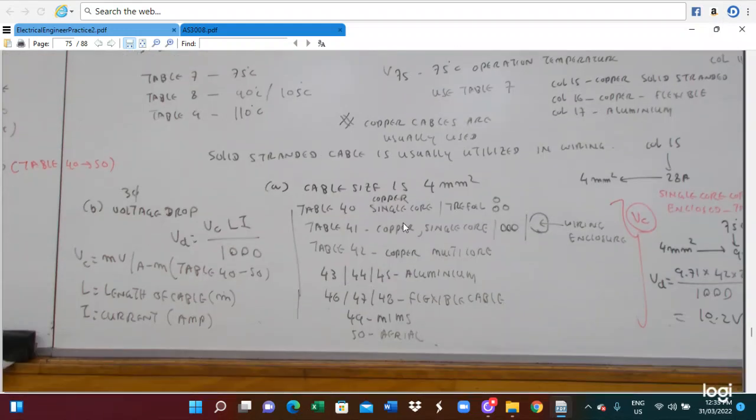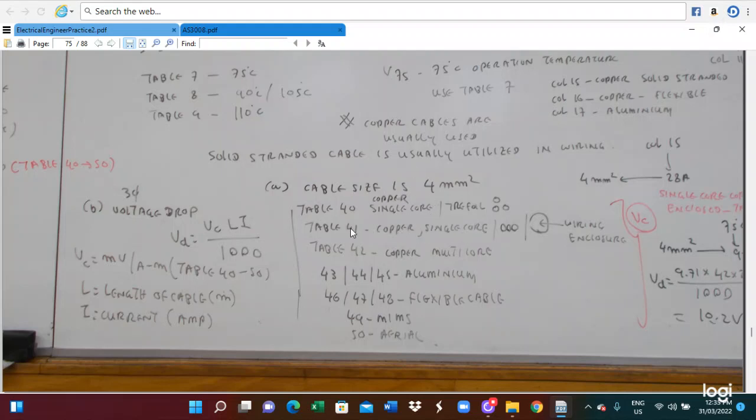Table 40 is copper single-core, three-phase installation. Table 41 is copper single-core leaflet. Table 42 is copper multi-core. Similarly, tables 43, 44, 45 are for aluminum, 46, 47, 48 for flexible cable, 49 for MIMS, and 50 is for the aerial conductor. So the tables depend on the material of the cable and the installation method, and depending on these we select the appropriate table.